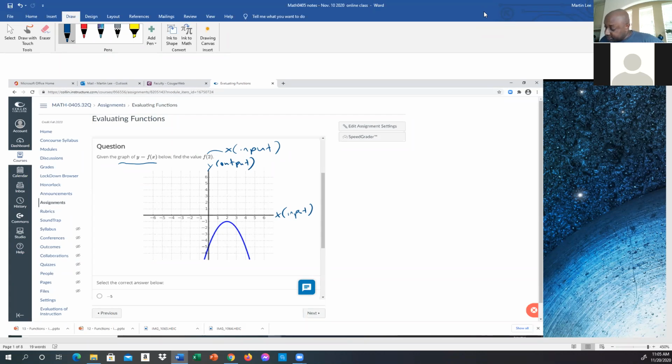So the first thing you do is, starting at the origin on the x-axis, you want to move over to where x equals 2, which is right here. Then you go up or down to the graph to where it intersects. And then you go over to the left to find out the output value, which is -1. So that means f of 2 equals -1.